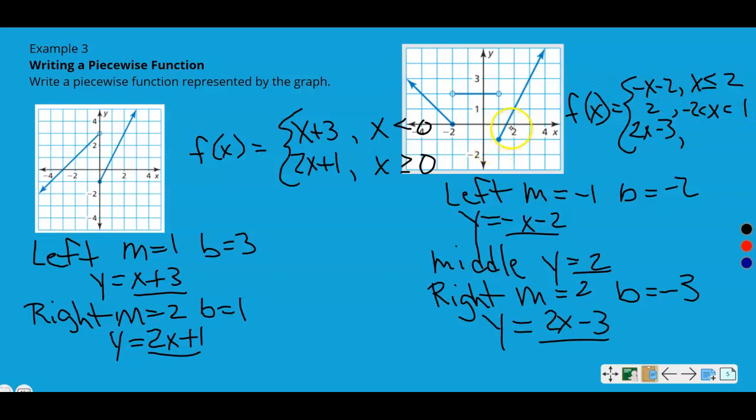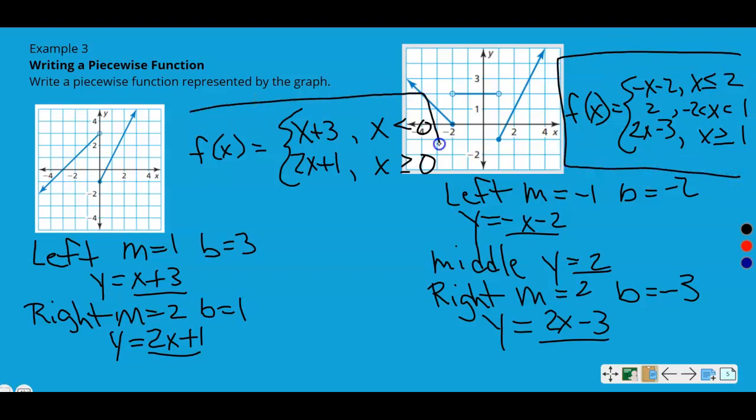All right, and the third piece here, again, I'm looking at my domain, so just my x's. This is a solid circle. This is where the line starts. It starts at +1. So my x is +1. This is a solid circle, which means 1 is included. So it's greater than or equal to 1. And that's it. That is my piecewise function defined.